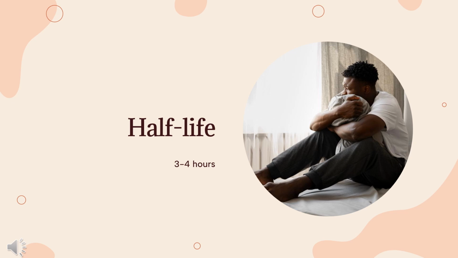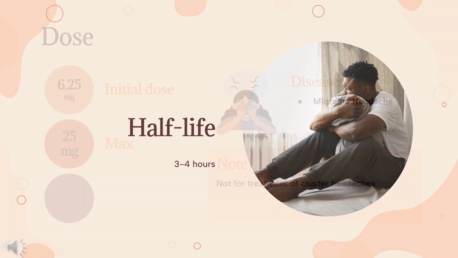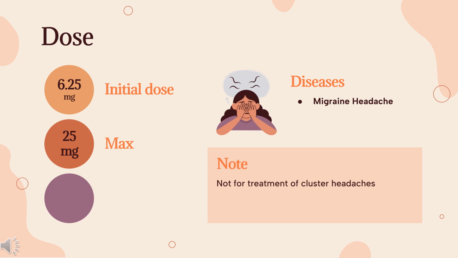Half-life: 3 to 4 hours. Dose: migraine. Indicated for acute treatment of migraine attacks in patients with a history of migraine with or without aura. Initial 6.25 to 12.5 mg PO at onset, may repeat once after 2 hours. Not to exceed 25 mg per day. Not for treatment of cluster headaches.